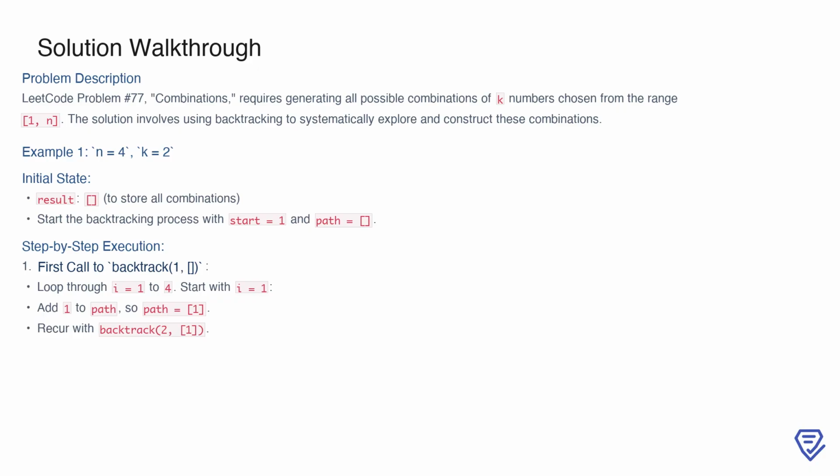Initially, our result list is empty, and we start the backtracking process with start equals 1 and an empty path. The path represents the current combination we're building. In the first call to backtrack(1, []), we loop through the numbers starting from 1 up to n. For i equals 1, we add 1 to the path, making it [1], and then recursively call backtrack with the next starting point, start equals 2, and the updated path, [1].